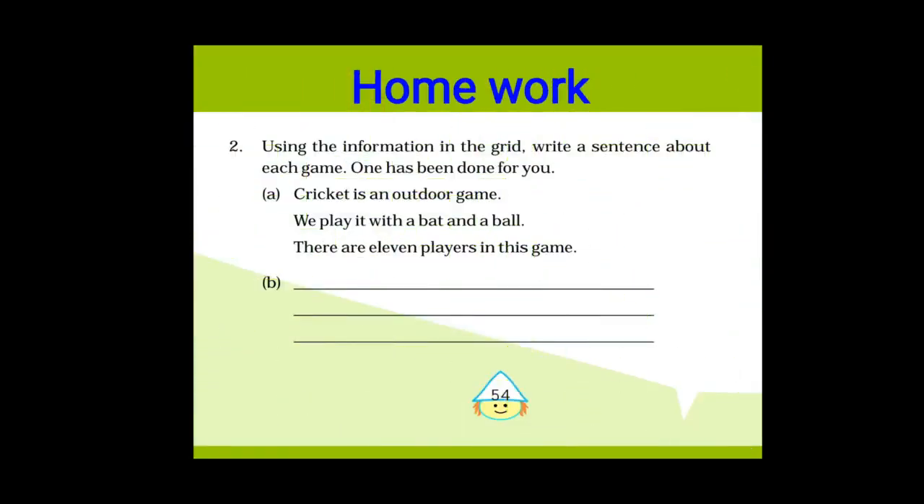Now your homework is, using the information in the grid, the table that you have completed, write a sentence about each game. One has been done for you. So there were 4 games. About one game some sentences are written here, and like this you will write sentences about other 3 games. About cricket it is written here. Cricket is an outdoor game. Outdoor games means you play it outside your house. We play it with a bat and a ball. There are 11 players in this game.